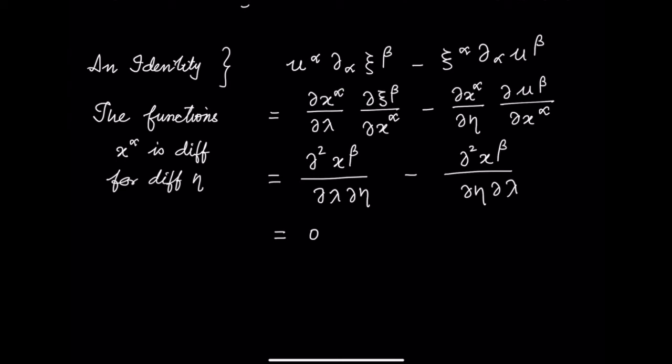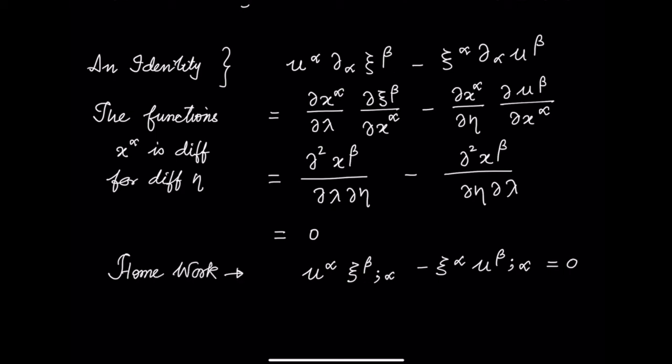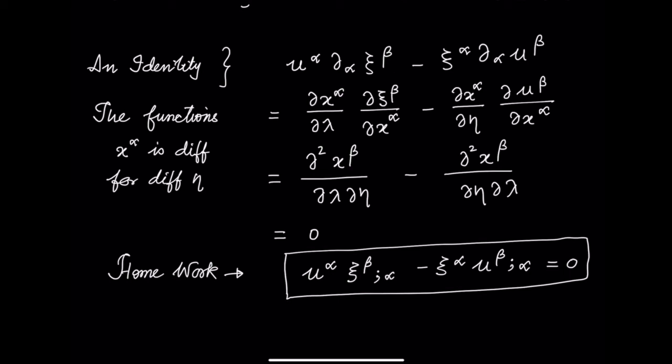A more interesting identity will be that if I now, instead of writing it this way, say that xi beta, what I wrote is here comma alpha, but if I instead write the covariant derivative alpha, it is easy to show that is also 0. This I leave to you as homework. It's very straightforward once you have proved this identity. All right.